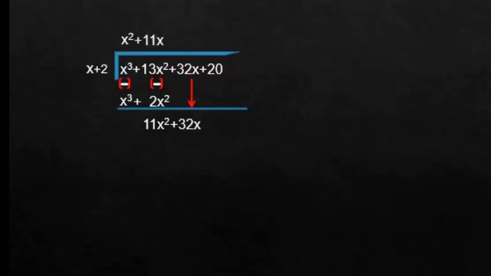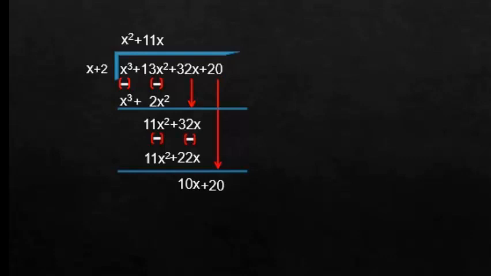Now you multiply again, 11x into x plus 2. 11x into x you get 11x square, which you write down. 11x into 2 you will get 22x, which you write below 32x. Now you subtract. 11x square minus 11x square gives you 0. 32x minus 22x gives you 10x. Now the remaining term is 20, which you bring down. So now your dividend is 10x plus 20.